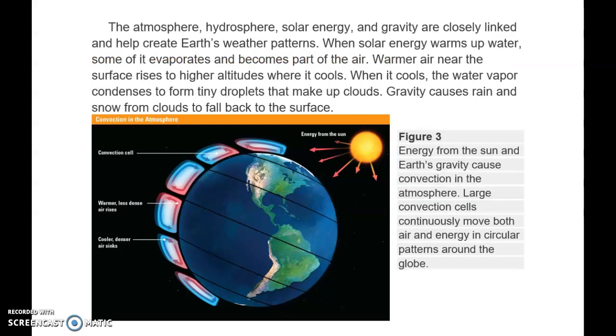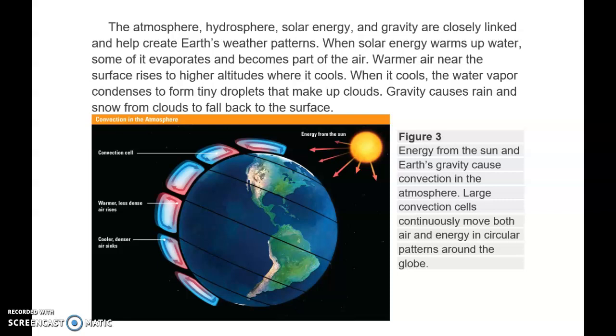The atmosphere, hydrosphere, solar energy, and gravity are closely linked and help create Earth's weather patterns. When solar energy warms up water, some of it evaporates and becomes part of the air. Warmer air near the surface rises to higher altitudes where it cools. When it cools, the water vapor condenses to form tiny droplets that make up clouds. Gravity causes rain and snow from clouds to fall back to the surface.